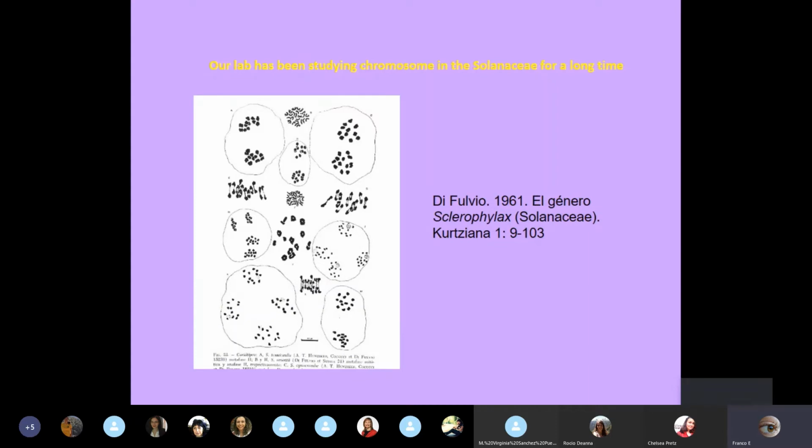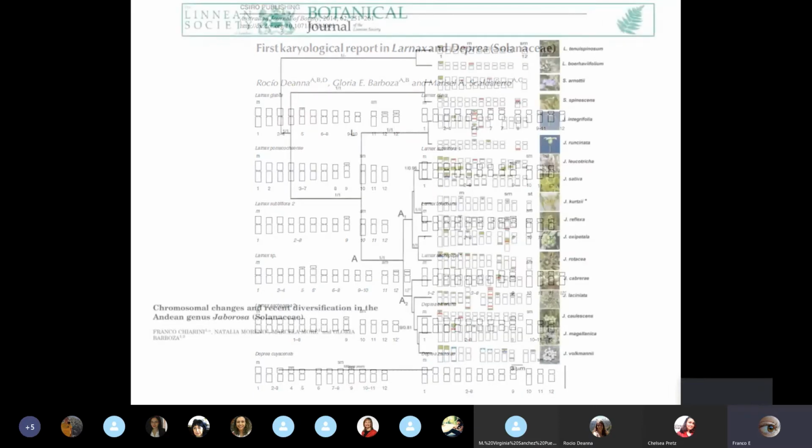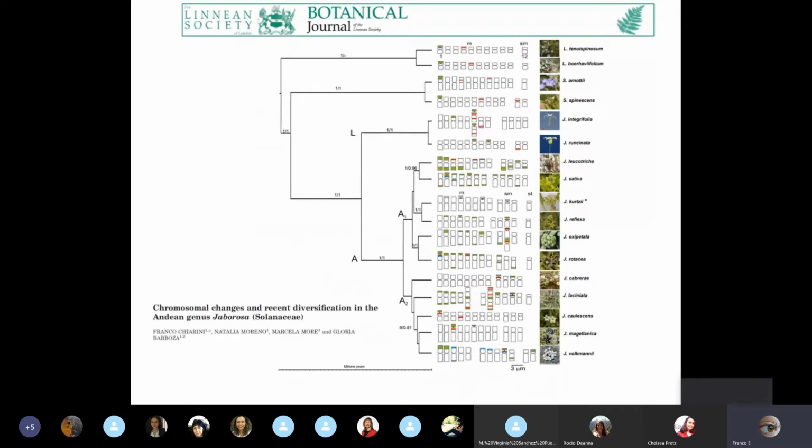This is a pioneer work from 1961 in the genus Sclerophylax with classical techniques. Many of us studied chromosomes in the Solanaceae family. This is an example of Larnax and Deprea. Here they employed just classical staining. It's just describing chromosomes. But then we started to relate the chromosome results with the phylogeny. This is a paper on Jaborosa, another genus of Solanaceae. We just overlap the chromosomes onto the available phylogeny.